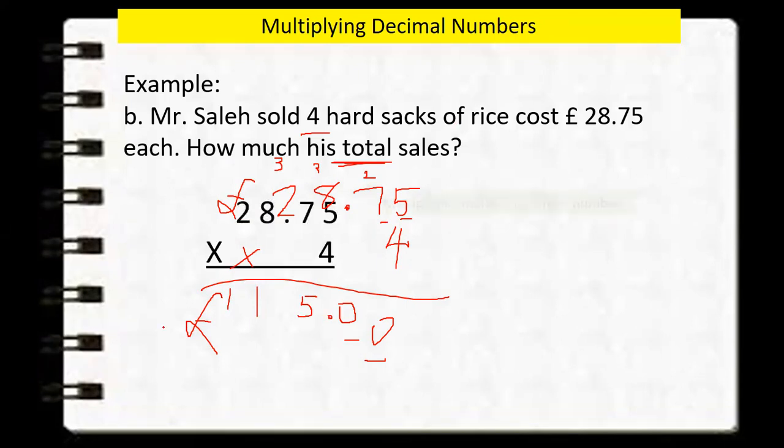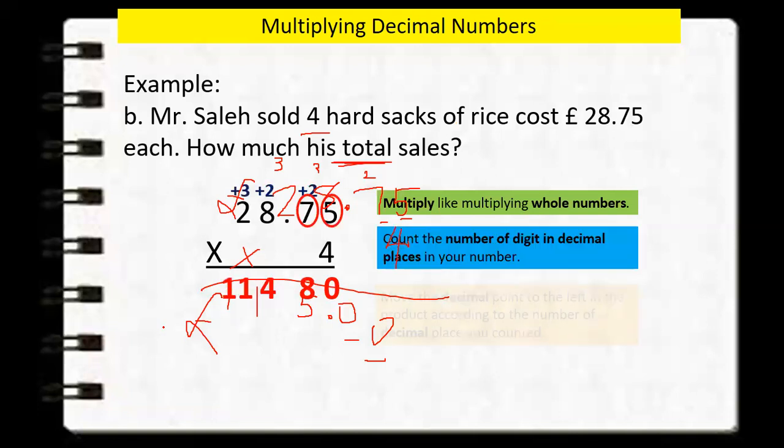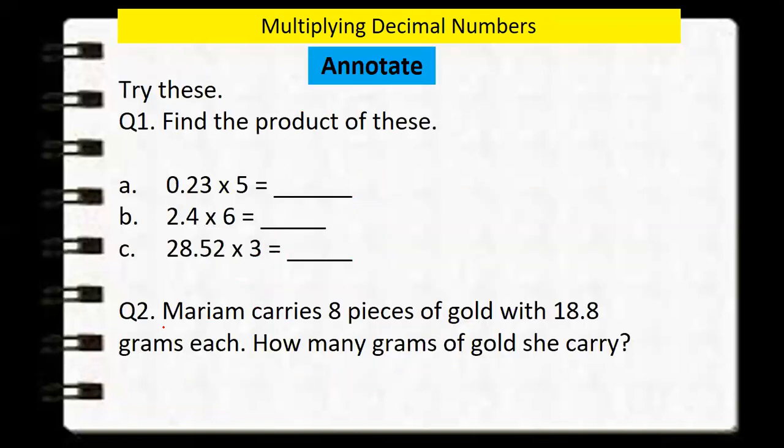Let's go to the next example. So can you try it by yourself and then we will answer together. You can pause your video. Okay, check your answer. So 0.23 times 5. So we can do 0.23 times 5. Okay, so 3 times 5 is 15.